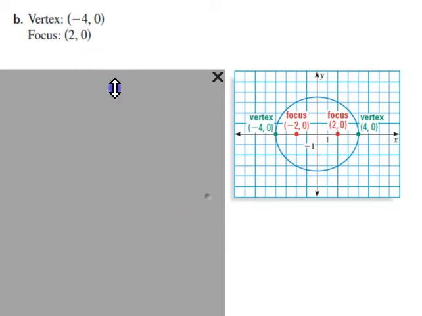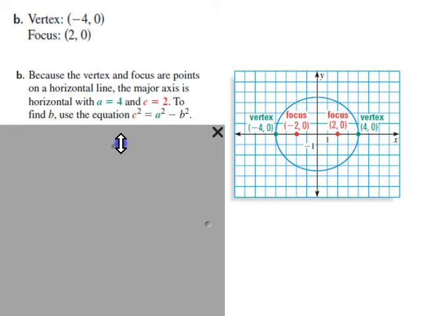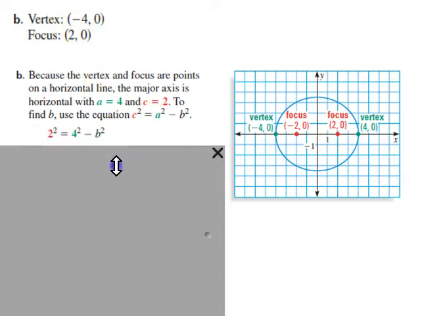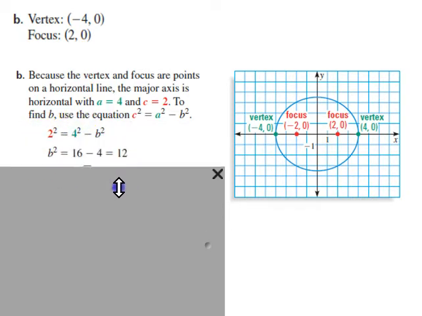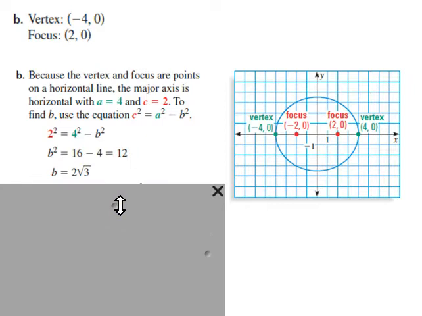Now, plug that into the generic form of the formula, and also remind yourself that c squared is equal to a squared minus b squared. Well, c squared in this case is 2 squared, or 4. A squared is -4 squared, or 16. So I've got 4 is equal to 16 minus b squared. Work it out, and you're going to find that b is equal to 2 root 3. Another way of saying that is that it's the square root of 12. Either way is fine. And so b squared is 12.